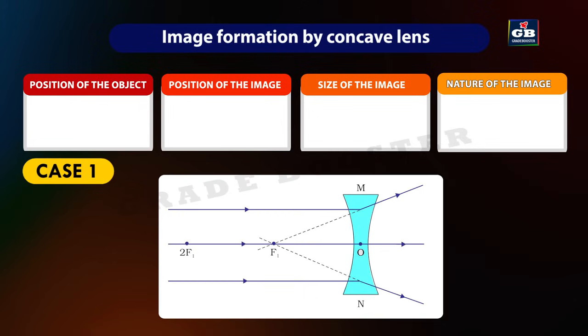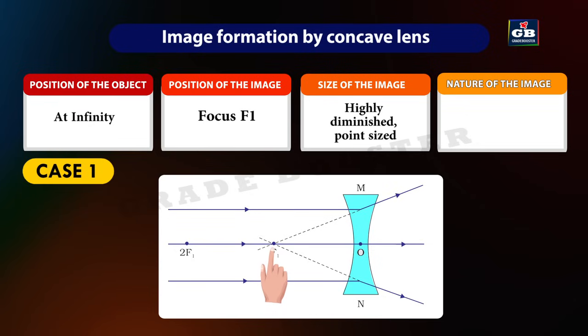Let us now study the nature, position, and relative size of the image formed by a concave lens. Case 1. If the position of the object is at infinity, the position of the image will be at the focus f1. The relative size of the image is highly diminished and point-sized. The nature of the image is virtual and erect.